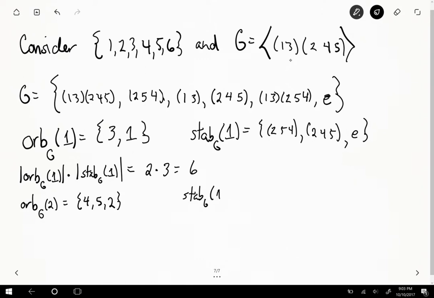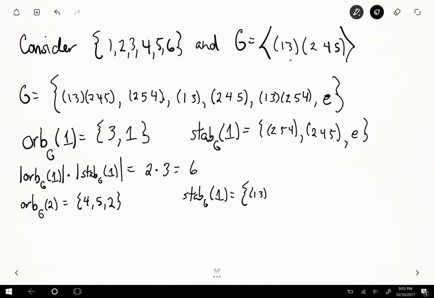What about the stabilizer? What stabilizes 2? Well, notice 2 is getting mapped somewhere other than 2, so that doesn't stabilize it. 1, 3, though, doesn't map 2 to any other element besides itself. So 1, 3 would be an element of the stabilizer. Okay.